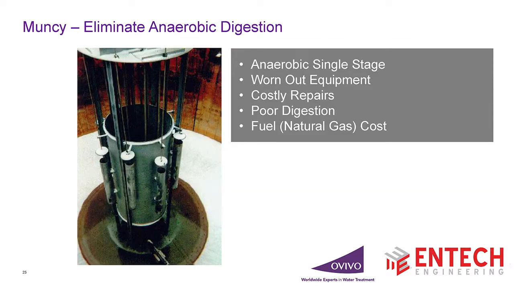First one I want to talk about is Muncie, and what we were actually trying to do here was eliminate anaerobic digestion. It was a relatively small treatment plant, treating about 1 million gallons a day or less. There was a single-stage anaerobic digester. The equipment was worn out. They knew it was going to cost a lot to fix it, but the bottom line was they didn't get good digestion, and they were spending a fortune in natural gas trying to keep it at a temperature where it would anaerobically digest, and it was just bad all around.